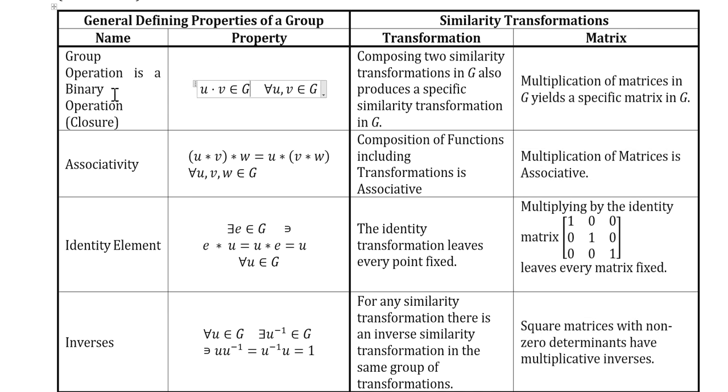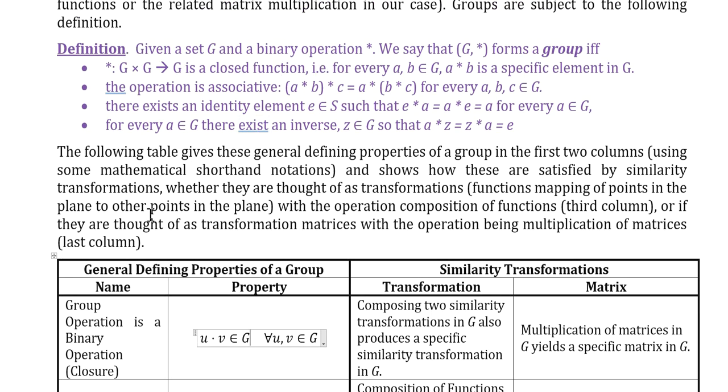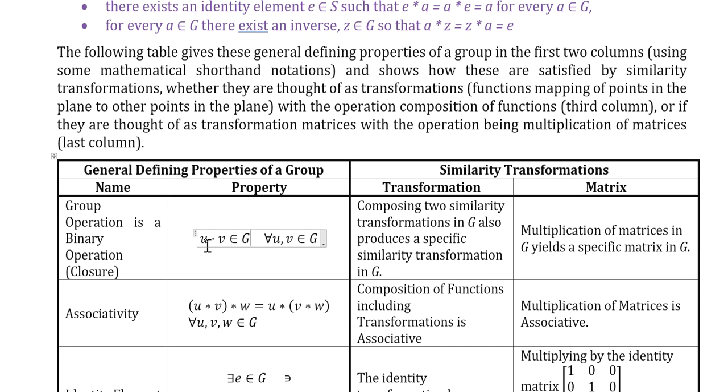So first of all, the first property up here is that we have to have a binary operation. So for every two elements, this time I'm using a dot for the product, it has to be back in the set. And this is for every U and V, which are elements in our group G. Well, what does that mean in our context? Composing two similarity transformations in G also produces a specific similarity transformation in G.